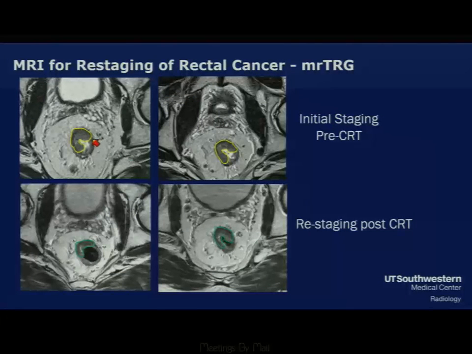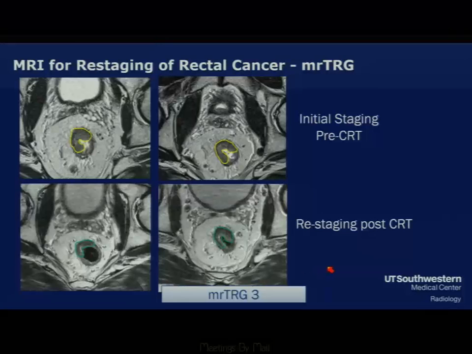This patient that I showed you earlier had a semi-annular tumor on the initial pre-CRT staging. On the post-CRT, there's still maintained intermediate signal intensity while there's some fibrosis peripherally. This was MR-TRG 3, and the biopsy of this scar showed a small amount of residual viable tumor.